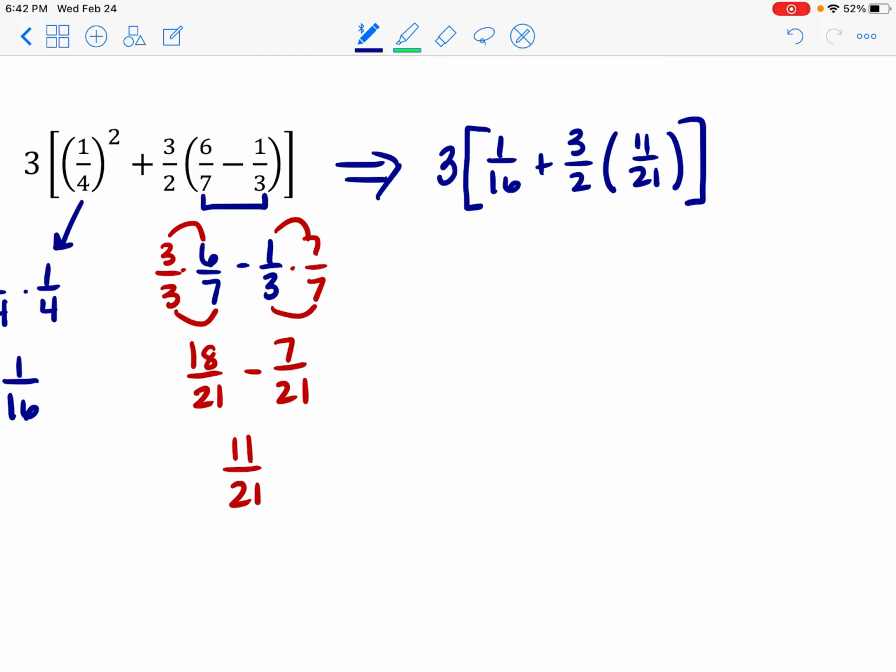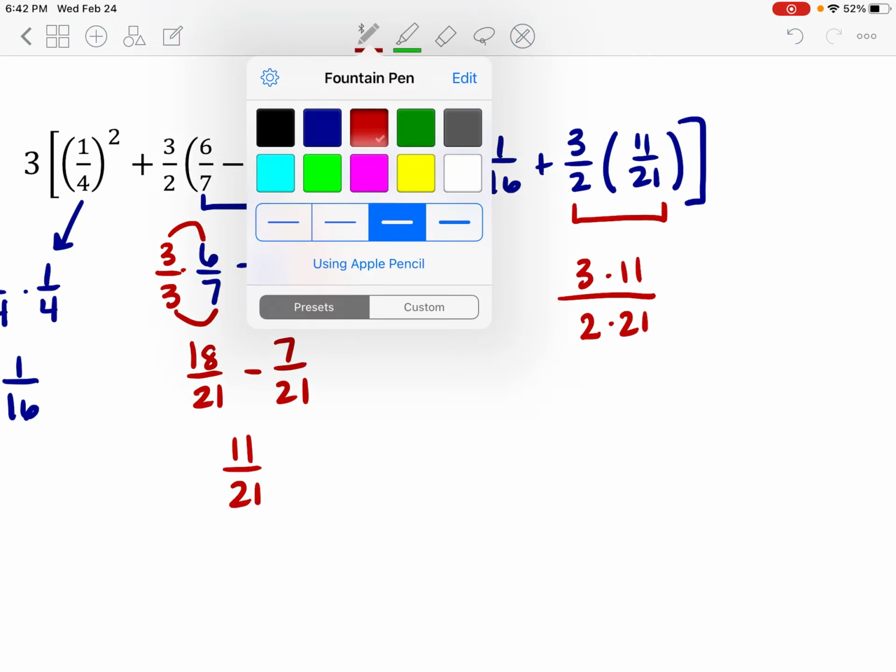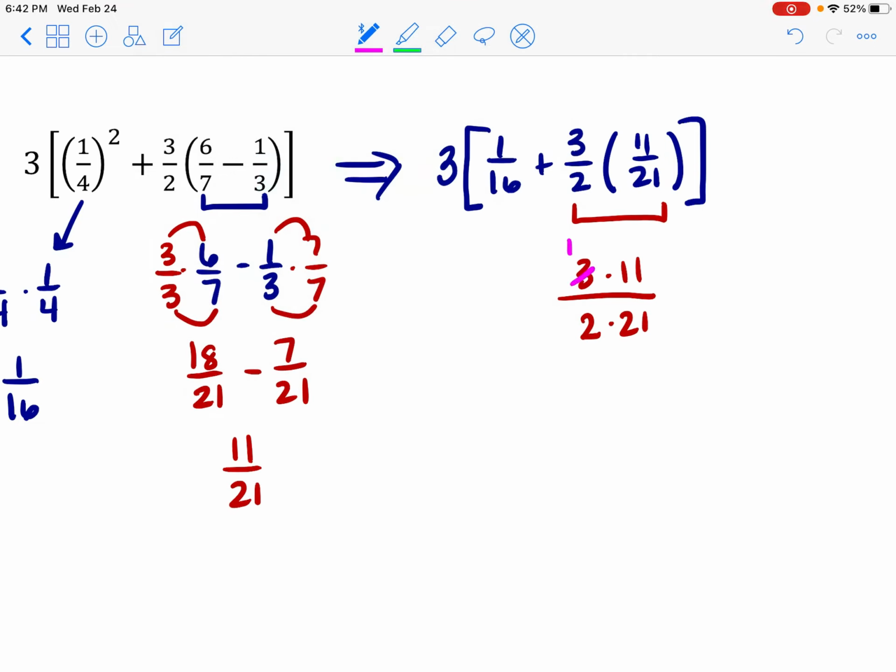Now we still have to simplify inside the brackets, and inside the brackets we've got two operations. There's addition, and then the parentheses here imply multiplication. So that multiplication is going to happen first. So we're working on this piece, multiplying these two fractions. So we have 3 times 11 and then 2 times 21. And we've got a common factor here. 3 goes into 3 once, and it goes into 21 7 times.